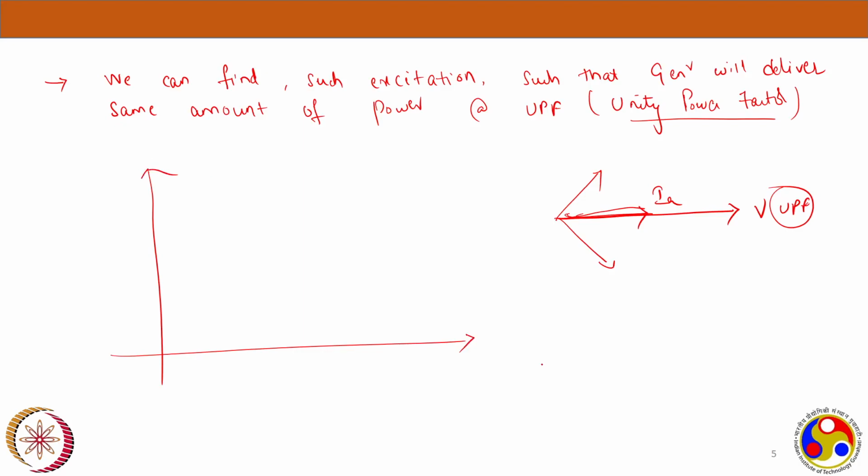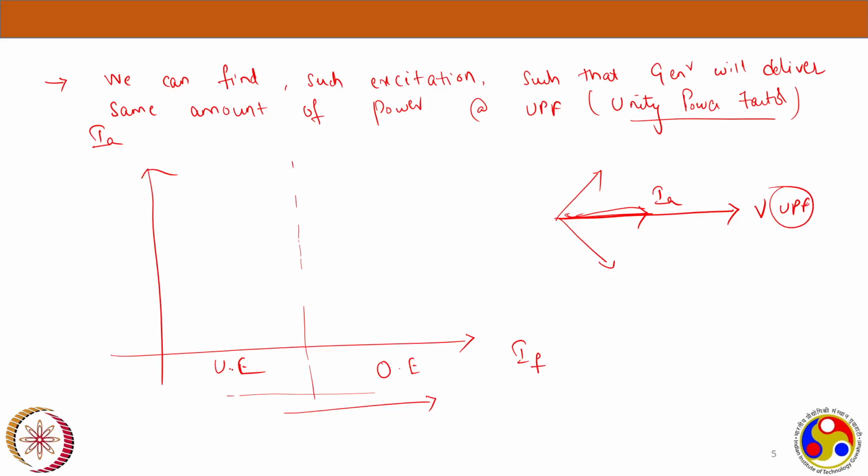Now this is my excitation field current IF, and this is my IA. I am dividing this entire region into two regions. This is under excited, this is over excited. From left to right, you will see the IF is increasing. So from under excited to over excited, excitation is increasing.